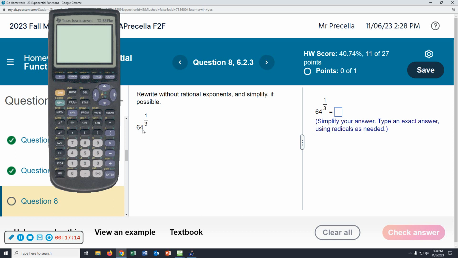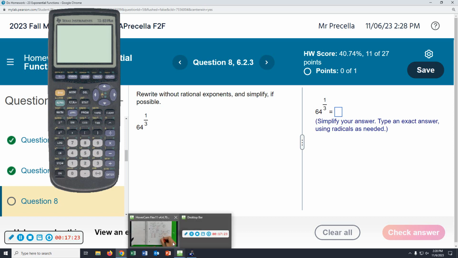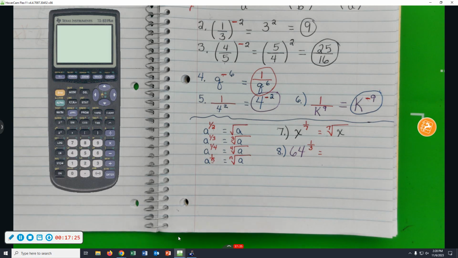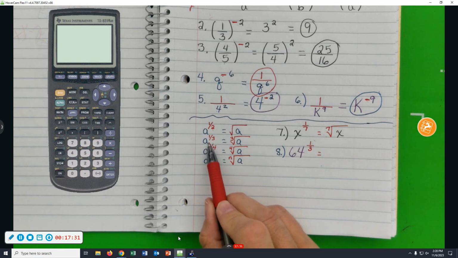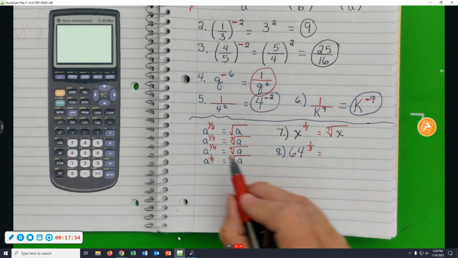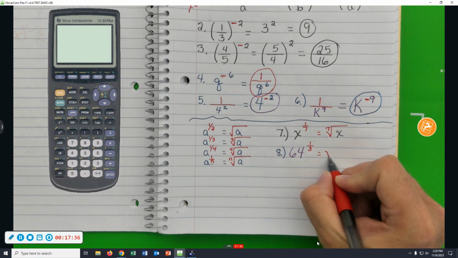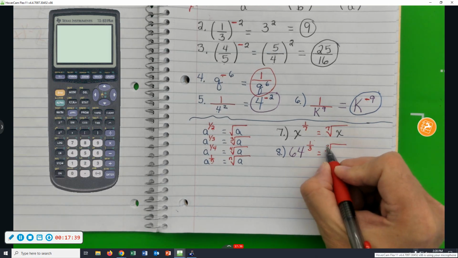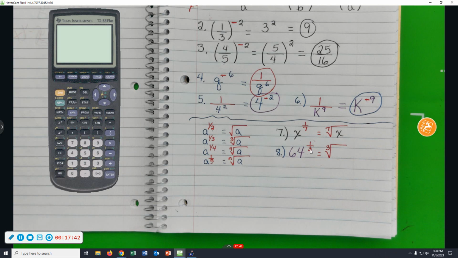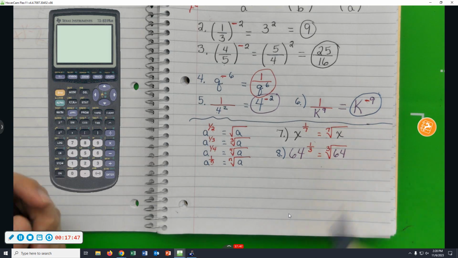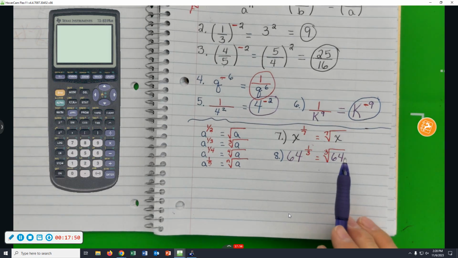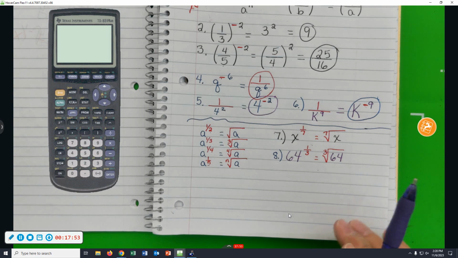Okay, so 64 to the 1/3 power. A fractional exponent is another way of expressing a radical. So when I saw that exponent of 1/3, I knew I better write my little radical symbol. The index is the denominator, 3. Underneath the radical, we have 64. Now, don't say 8. This isn't the square root of 64. The square root of 64 would be 8.